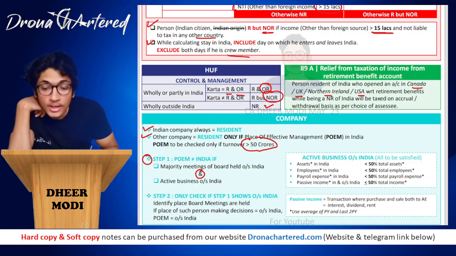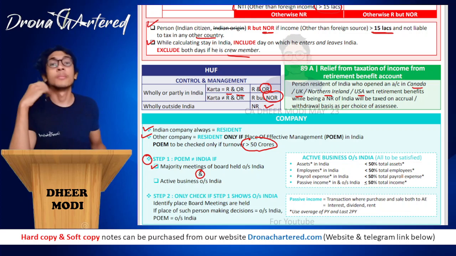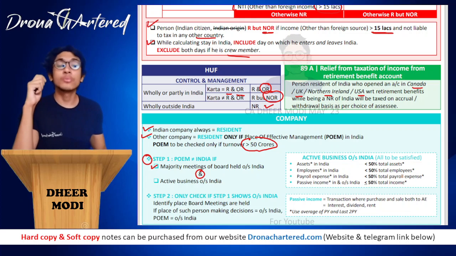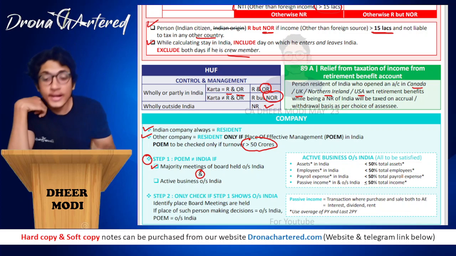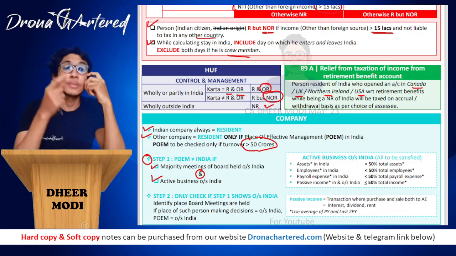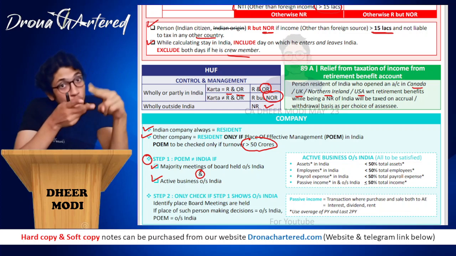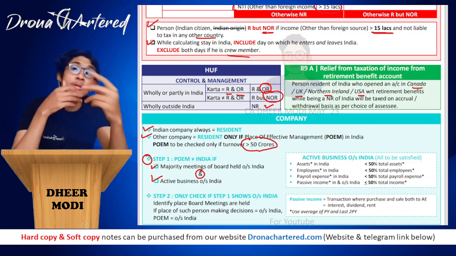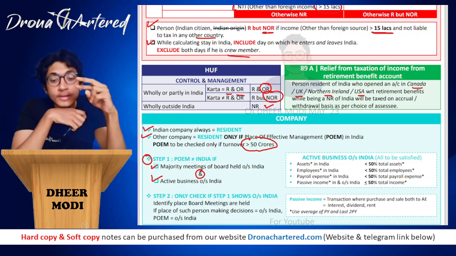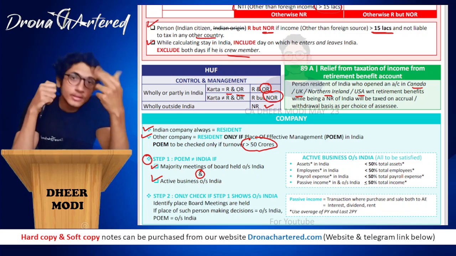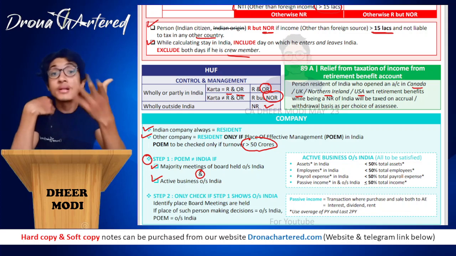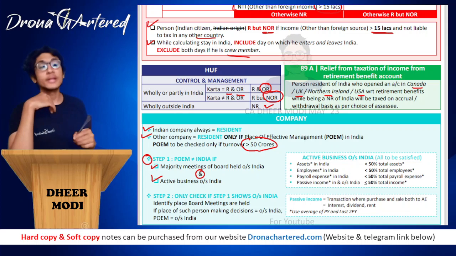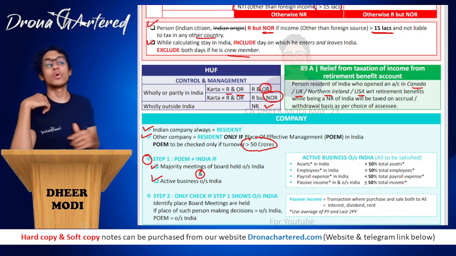First condition is majority meetings of the board shall be held outside India. If the majority of board meetings are held outside India, and active business is also outside India, that means your business meetings are also happening outside India and your active business is also outside India. Both of these are satisfied. Only then we will consider that maybe POEM, that is place of effective management, is not India.